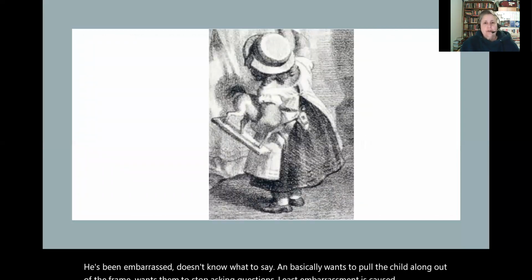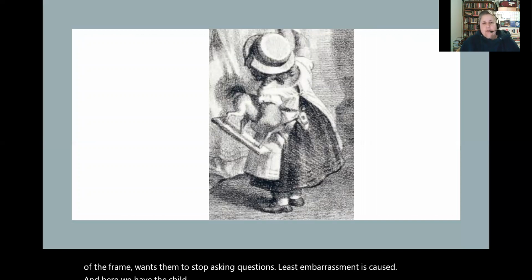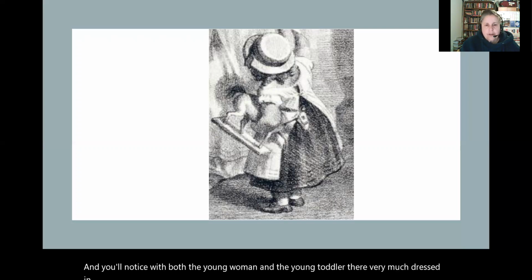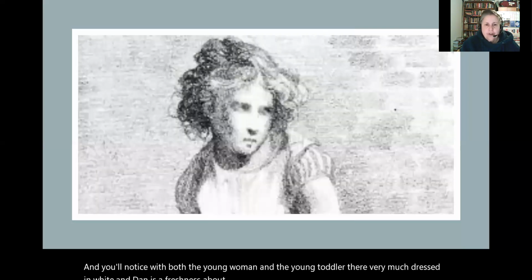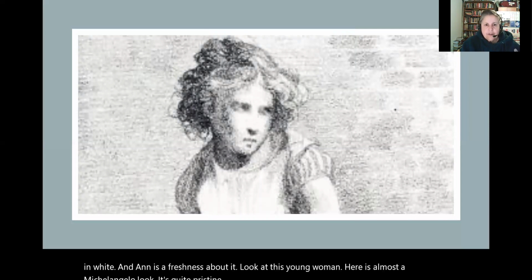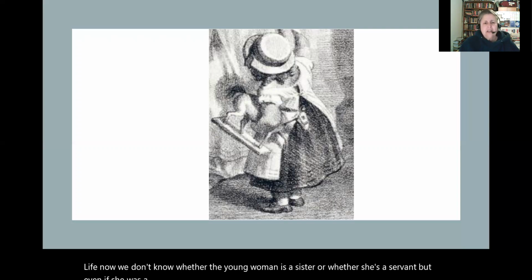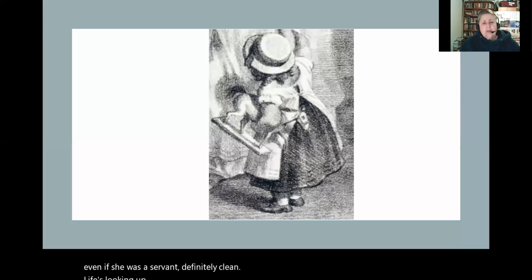And here we have the child. And you'll notice with both the young woman and the young toddler, they're very much dressed in white, and there's a freshness about it. You know, look at this young woman here. There's almost a Michelangelo look. It's quite pristine, lovely stylized curly hair. The good life. Now, we don't know whether the young woman is a sister or whether she's a servant, but even if she was a servant, definitely clean. Life's looking up, maybe. They are not impoverished. At least you don't get that impression.